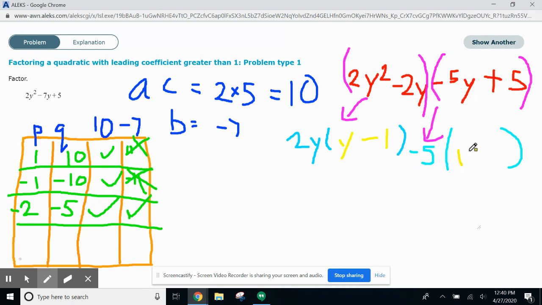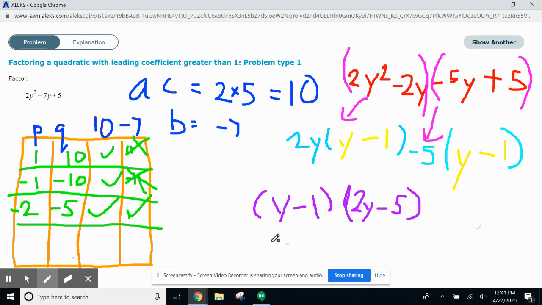Negative 5y, negative 5 comes out. Positive 5 divided by negative 5 will give us a negative 1. And so now our final answer, that I'm going to put in purple, we have y minus 1 and our other term is 2y minus 5. Y minus 1, 2y minus 5.